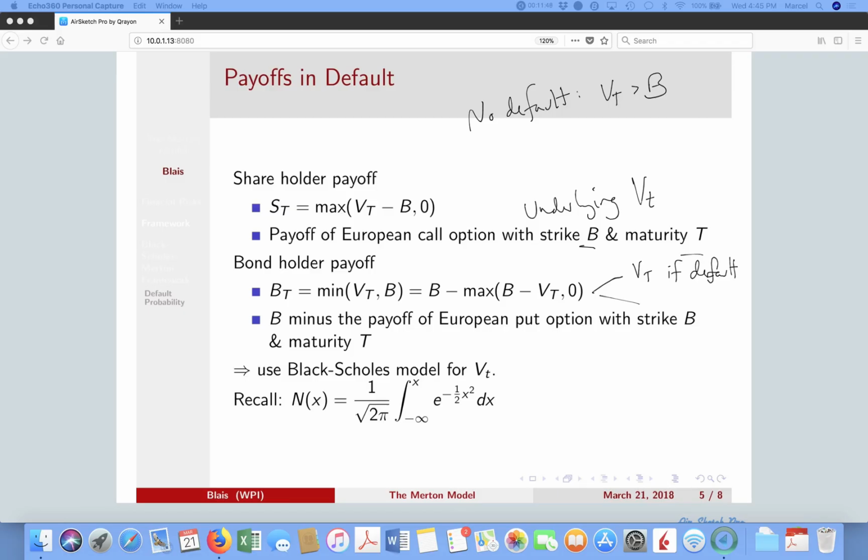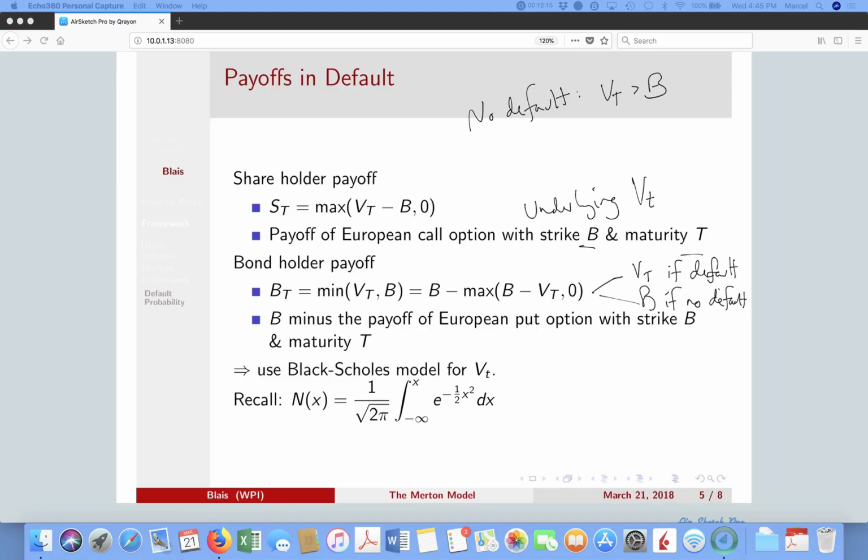And then the other case is when the maximum is 0. So that's the case where V_T is in fact bigger than B. So the case of no default. So in that case, when there's no default, this is 0, and this is just B.